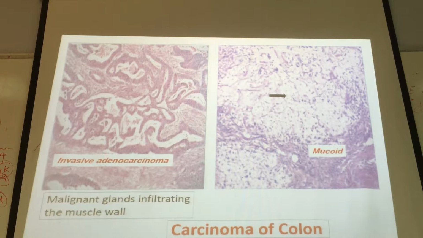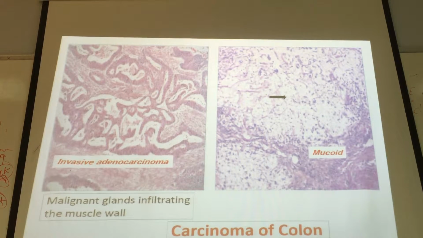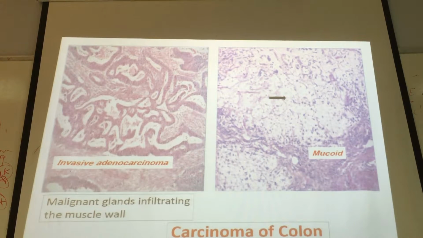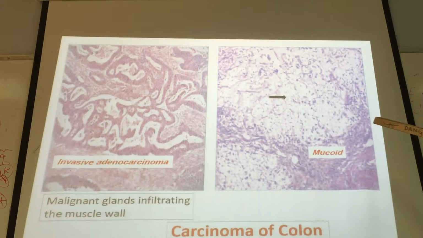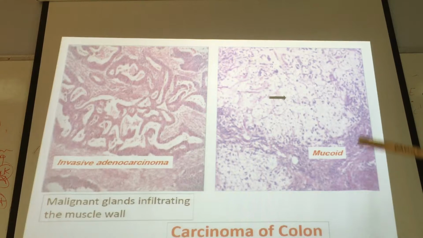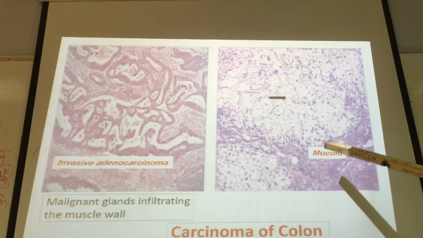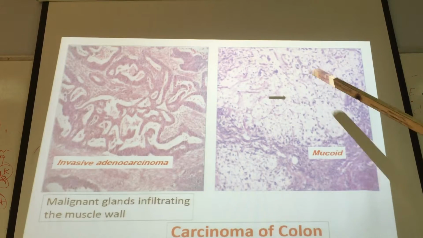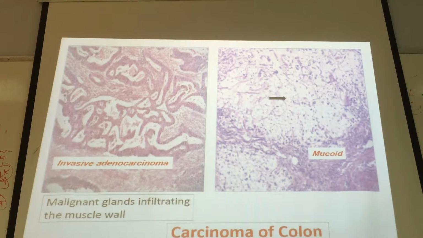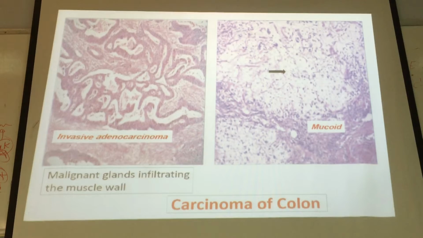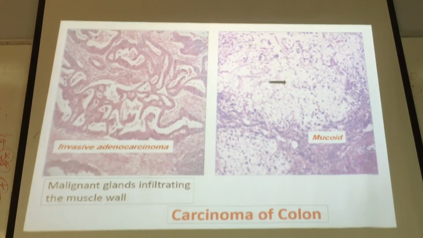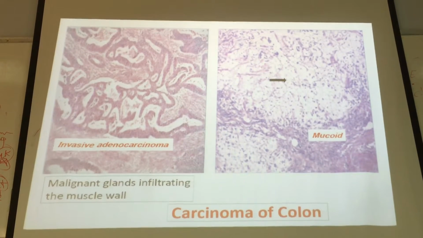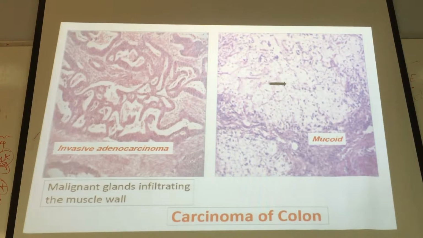So this is the invasive adenocarcinoma again, the same slide almost. The glands are infiltrating down, and sometimes you can find mucus. You can call it many large amounts of mucus. This is all mucus, and you find the small cells inside the mucus. So you can sometimes call it mucoid carcinoma also. If you find lakes of mucin, it's a variety of adenocarcinoma.